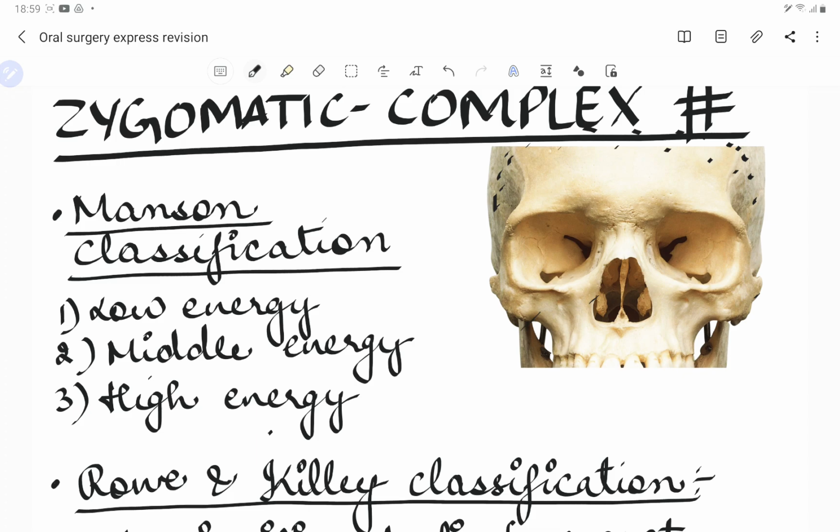Then we have studied the middle energy level fracture. In the middle energy level fracture, we see that there is slight displacement of the zygomatico-maxillary complex fracture, so it requires the reduction and the internal fixations. So today's video, while we are talking about the treatment of the zygomatico-maxillary complex fracture, we will be studying the internal fixation and the reduction. A mid-energy level fracture is usually reduced with the help of a Carrel-Girard screw, and we stabilize the zygomatico-maxillary buttress.